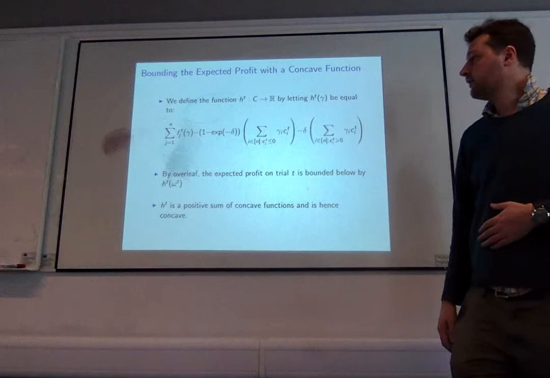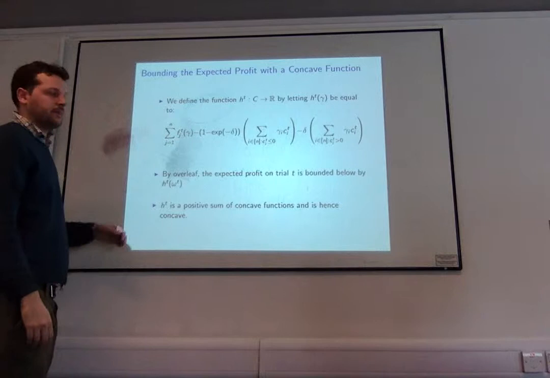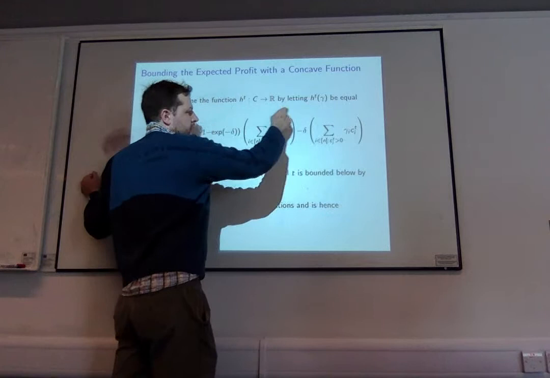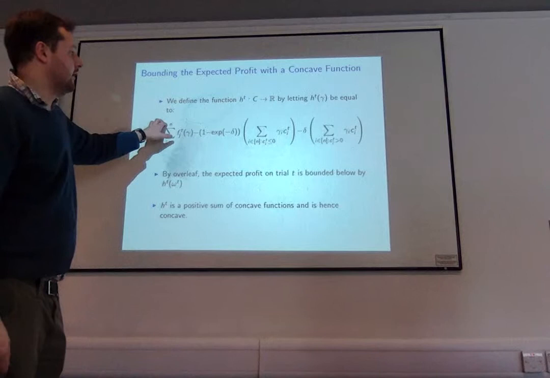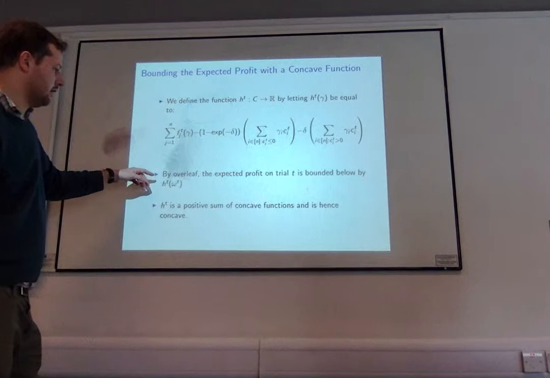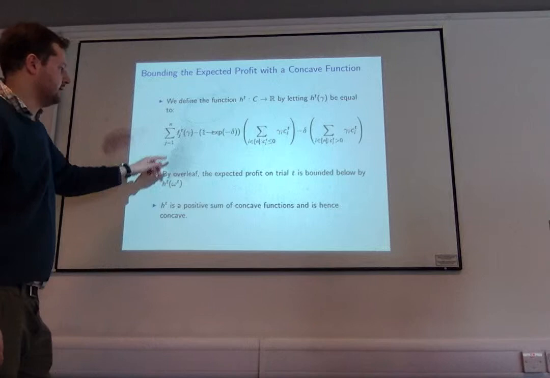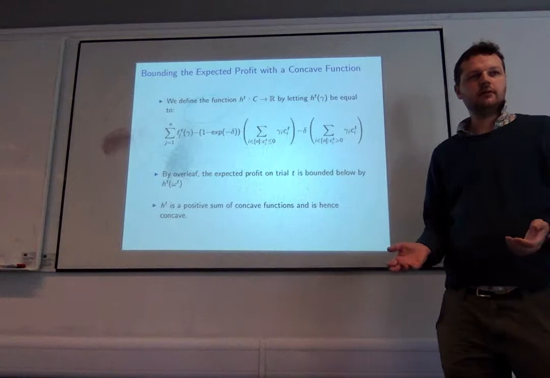So we want to bound the expected profit with a concave function. This is the reward we did before. This is the cost, so the linear function, or a bound on the cost, which was immediately overleaf, and I didn't go into details because it's just a linear function. And then this is HT gamma. So by what we've done overleaf, the expected profit on the trial T is bounded below by HT gamma, which is concave. HT gamma is a positive sum of concave functions, and hence it is itself concave. So now we've made a concave function which will bound the expected profit on the trial given XT.